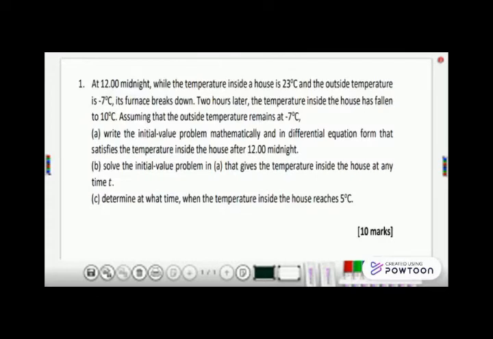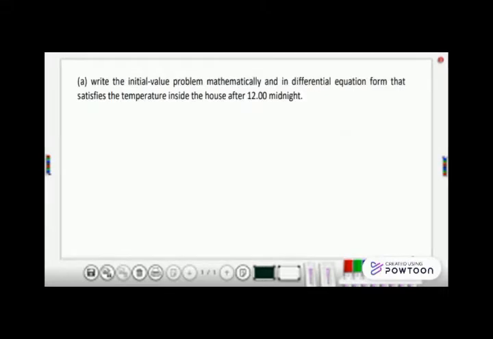For question 1, it says that at 12 midnight, while the temperature inside a house is 23 degrees Celsius and the outside temperature is negative 7 degrees Celsius, its furnace breaks down. 2 hours later, the temperature inside the house has fallen to 10 degrees Celsius. Assuming that the outside temperature remains at negative 7 degrees Celsius, the question asks to write the initial value problem mathematically and in differential equation form.